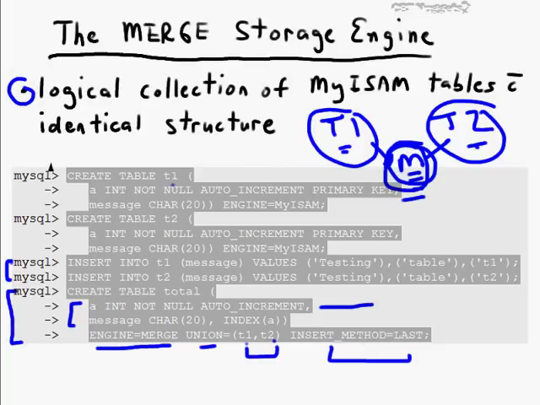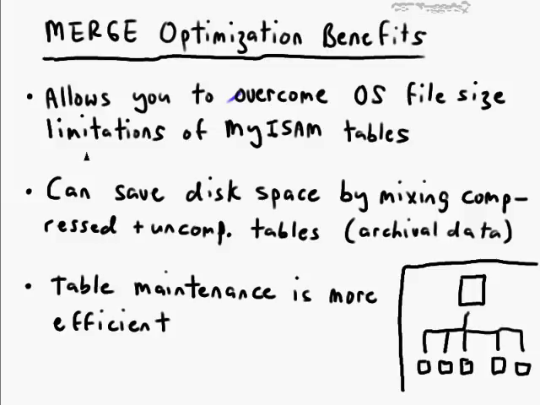Now that you understand the basic mechanics behind the merge storage engine, let's take a look at some of the business reasons why we might want to implement merge. We'll also discuss some of the file system ramifications of implementing the merge storage engine in MySQL Server. Merge optimization benefits. Actually, before we talk about these benefits, let's back up and talk about the file system implications of setting up a merge table.